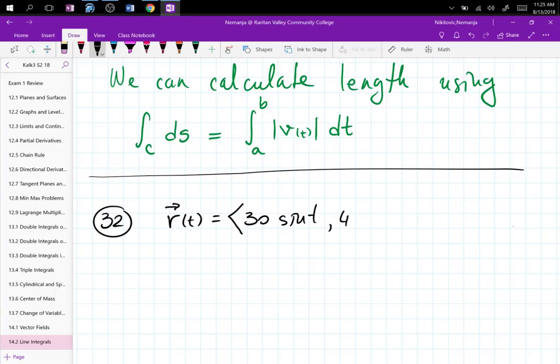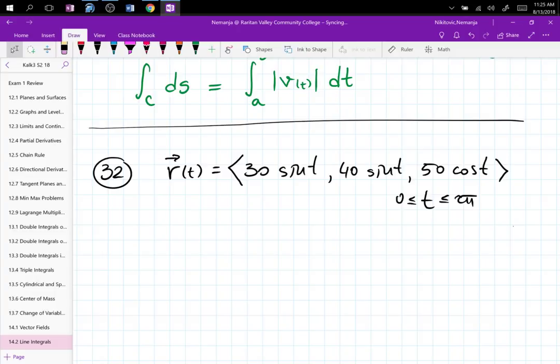30 sine t, 40 sine t, and 50 cosine t. T is between 0 and 2 pi. Our job is to calculate the line integral without a function. The function is not given to us, right? So we're only calculating the length of the line.